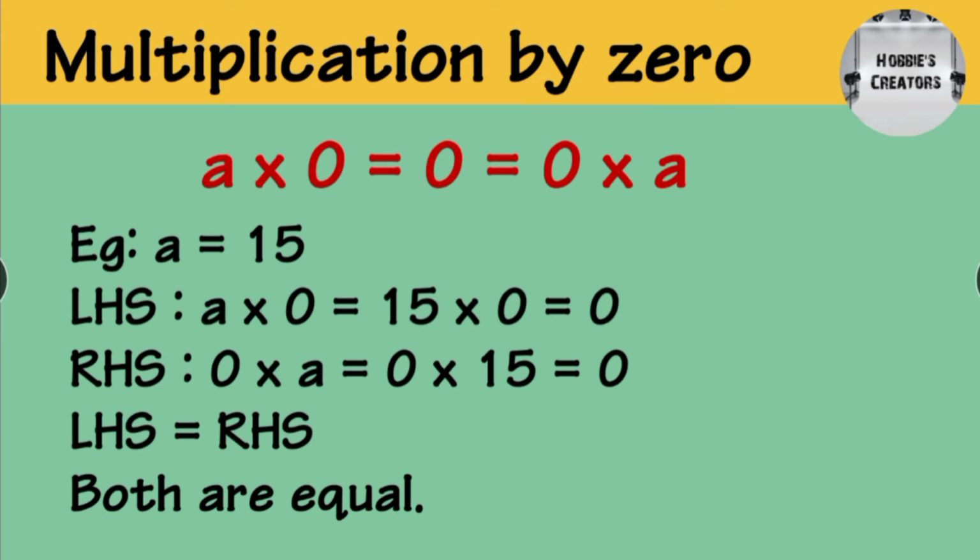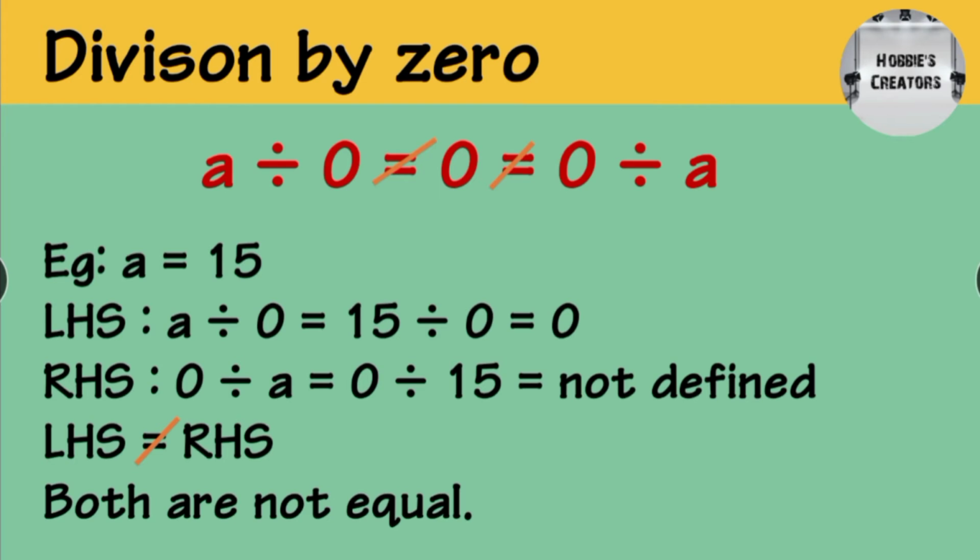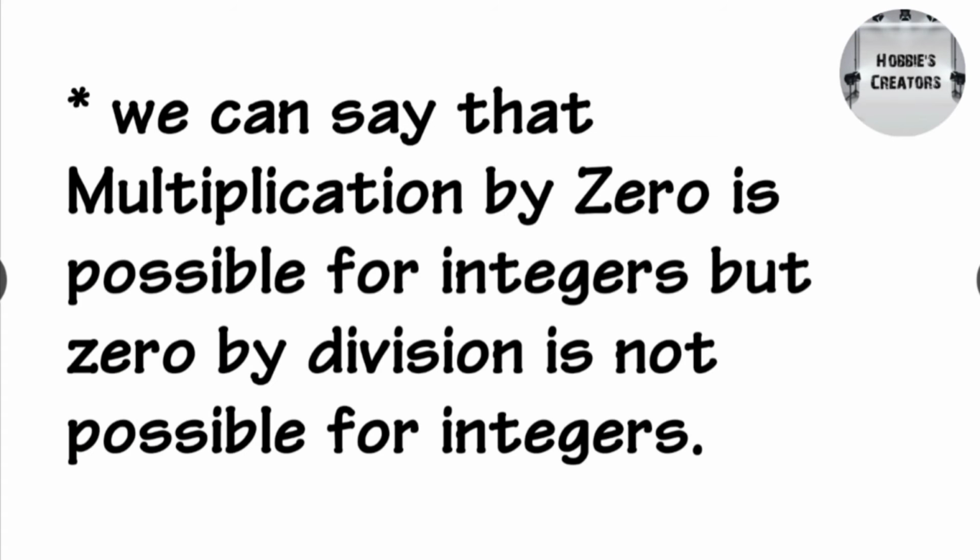Both are equal. Now we can see division by 0. See, division by 0 is not possible. See here, a divided by 0 is compared with 0 divided by a. First, a divided by 0. a here is 15. 15 divided by 0 is not defined. But 0 divided by a, that is 0 divided by 15, is 0. So it is not equal. LHS is not equal to RHS. So we can say that multiplication by 0 is possible for integers, but division by 0 is not possible for integers, okay. I hope you understand.